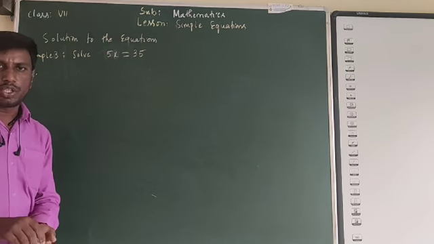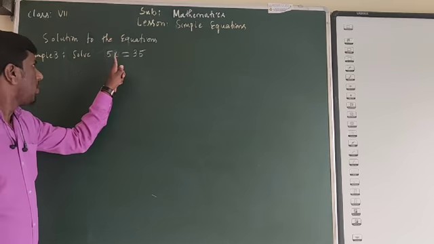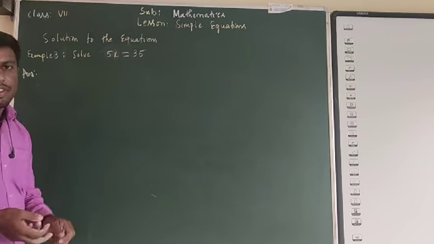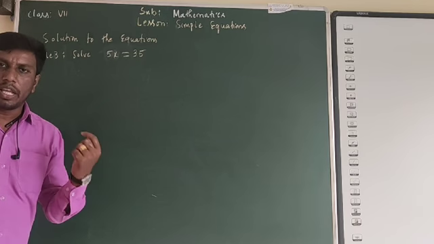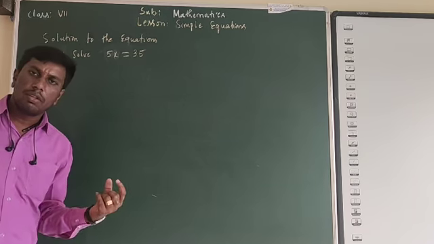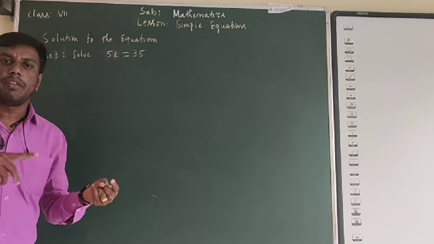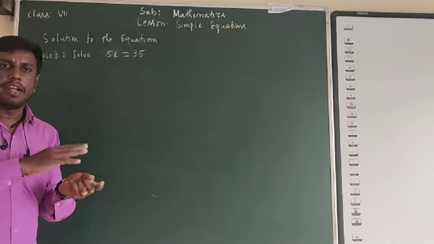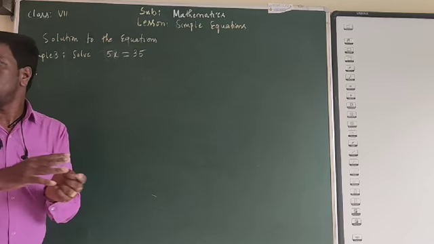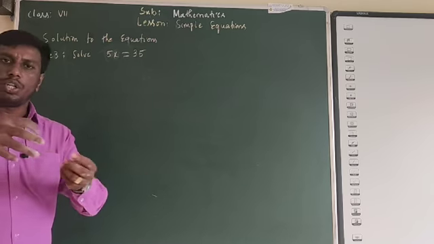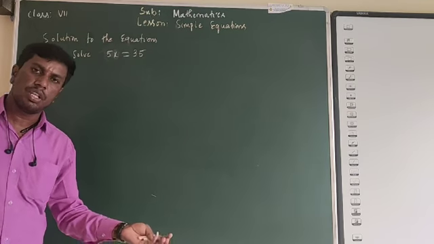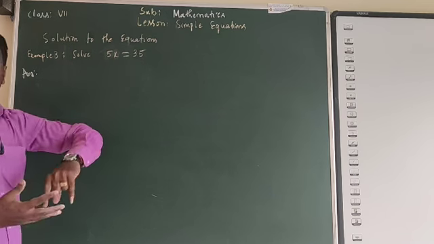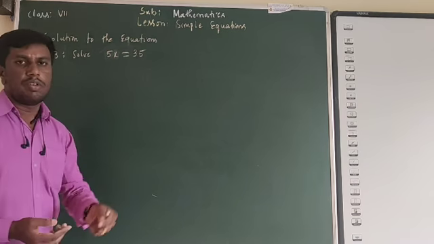You can observe in the question that solving means I should find the x value. 5 is multiplied with x. If I want to remove that 5, I need to divide by 5, right? That means the reverse operation. If it is added, you need to subtract. If it is subtracted, you need to add. If it is multiplied, you need to divide. If it is divided in the equation, you need to multiply. Here 5 is multiplied with x, so in order to remove the 5, I need to divide by 5.